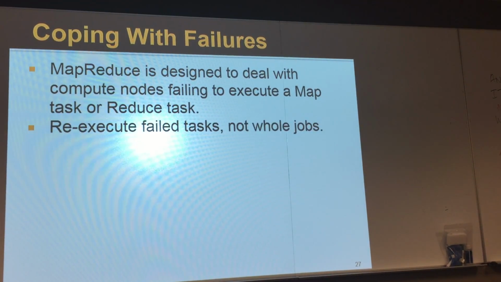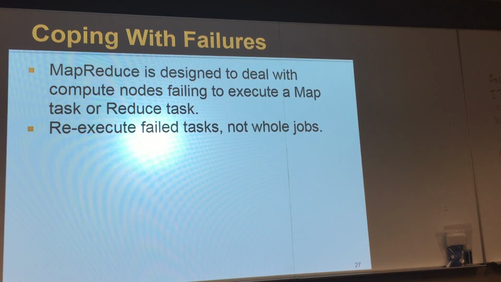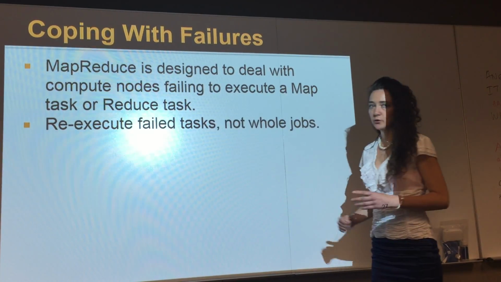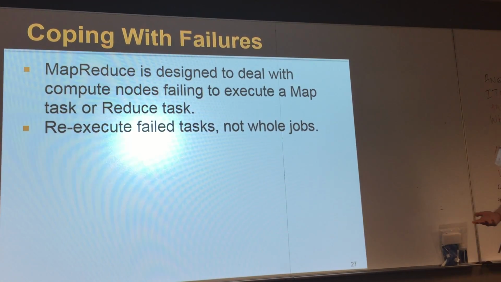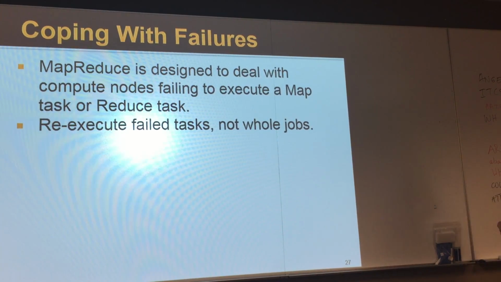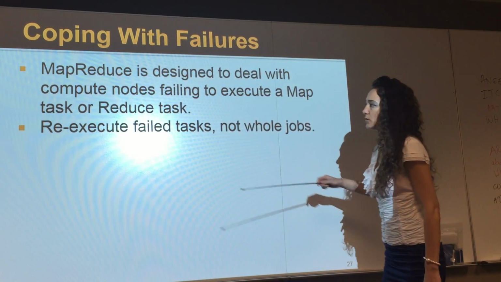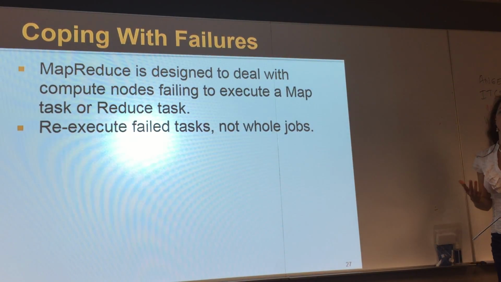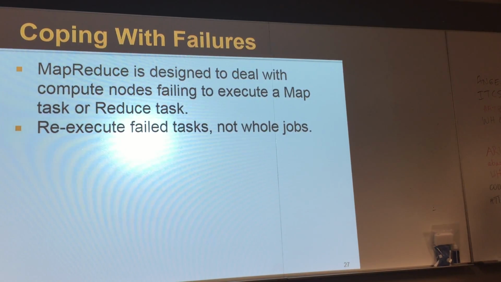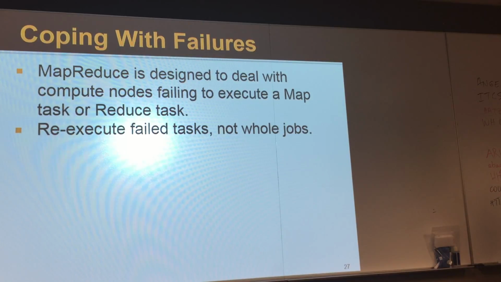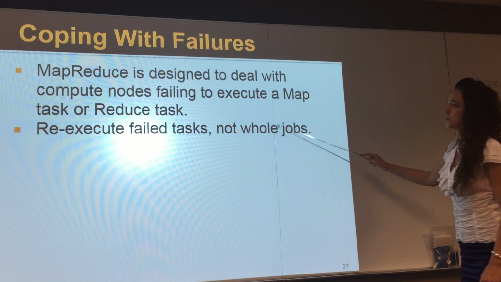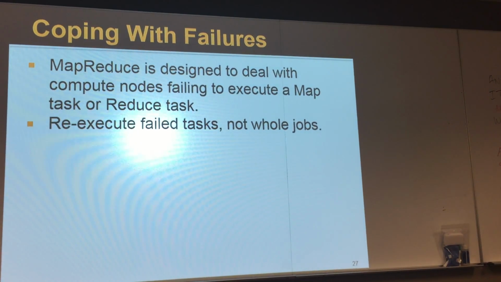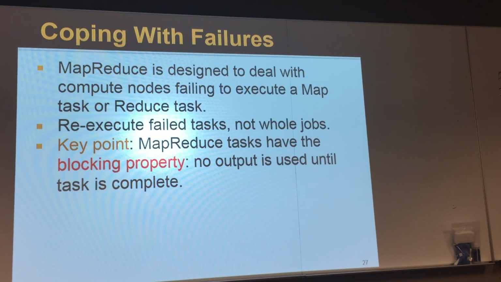Now, what if some of the nodes fail to execute the map task or the reduce task? What are we going to do in that case? So in this clustered environment, we will need to re-execute the failed tasks. There is a way to determine if a particular mapper failed and redo its job, instead of having to redo the whole job. So we can find specific mappers or reducers that fail.